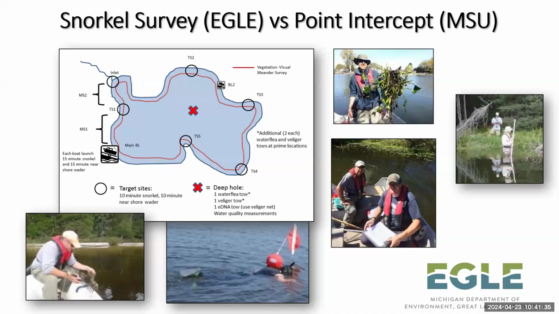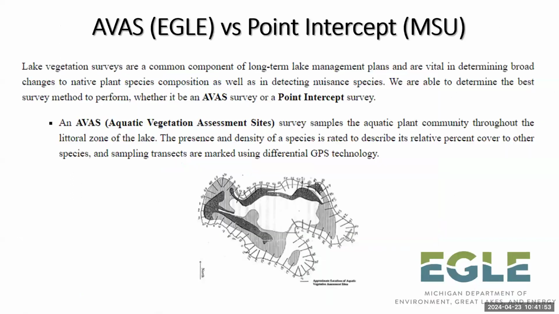The Eagle teams, while we're sampling the point intercept way, they'll be doing snorkel surveys. And what we want to look at here is, is the snorkel survey better for doing AIS detections? Are we still going to find the same species doing both these types of surveys? And then the other Eagle team will be doing ABAS surveys. This is another type of survey that's commonly done, but we'll be comparing ABAS to point intercept again to see how those surveys compare to one another. That's going to be what we'll be doing next year.